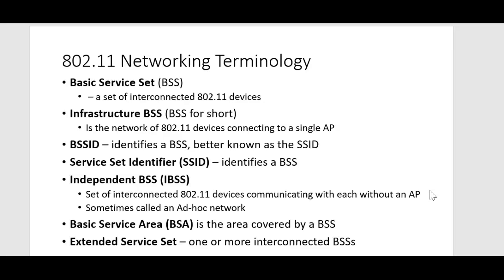An independent BSS, an IBSS, is a set of interconnected 802.11 devices, but without an access point. Sometimes it's called an ad hoc network. So the BSS has an AP, an independent BSS does not have an AP. The basic service area, BSA, is basically just the coverage area that the BSS is servicing.